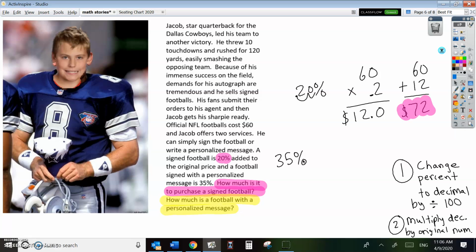The guy's amazing. Okay, so 0.35 is the decimal that we need to use, and then you need to multiply the decimal by the original number. The original number was 60. So 5 times 0 is 0, 5 times 6 is 30. Put in a 0, 3 times 0 is 0, and 3 times 6 is 18.